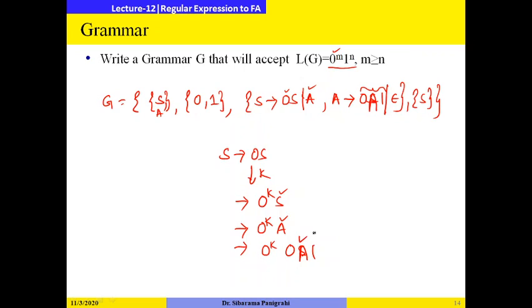Now suppose in place of A, you apply 0 A 1 for m times. Then what will you get? 0 to the power k, 0 to the power m, A, 1 to the power m. Is that clear? Now in place of A, if you apply epsilon, then this A will be omitted. So you have got 0 to the power m and 1 to the power m. Additionally, you have got k extra zeros. If I use n instead of m, then m is greater than or equal to n. So this is the grammar that will accept the language 0 to the power m, 1 to the power n, where m is greater than or equal to n.